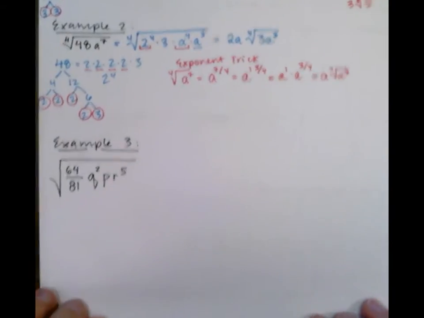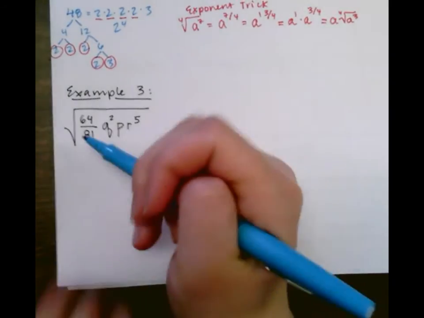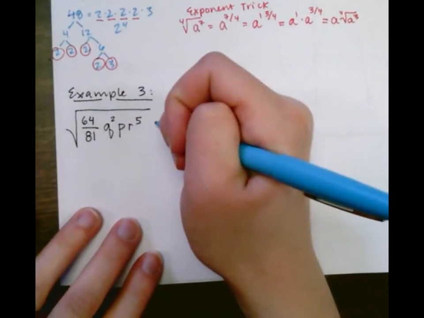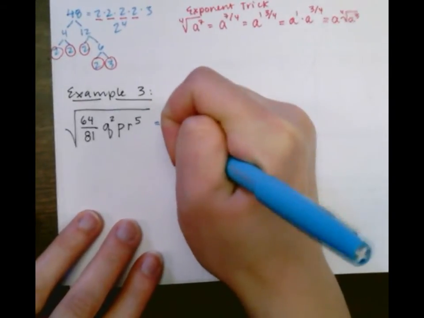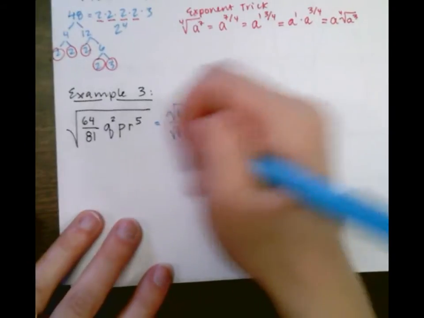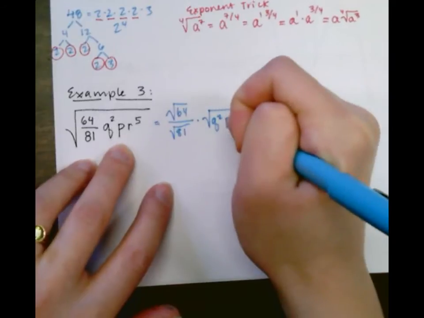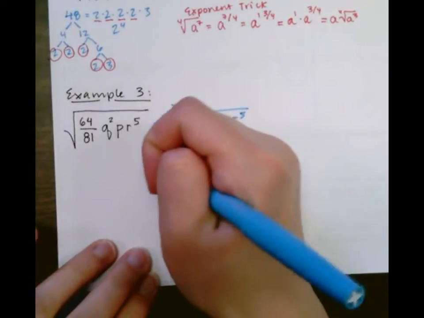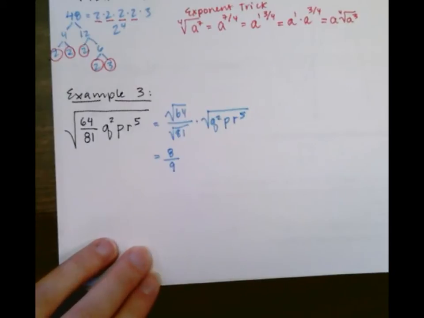So moving on to our next example. In this example, we're actually going to get to use the quotient rule now because we have a division right here. So I can apply the square root to the 64 and the 81 separately, and that's nice because those are both perfect squares. And now I'm going to need to also think about what's going to happen to each of these variables. Okay, so first of all, with the numbers, the square root of 64 is 8, the square root of 81 is 9.